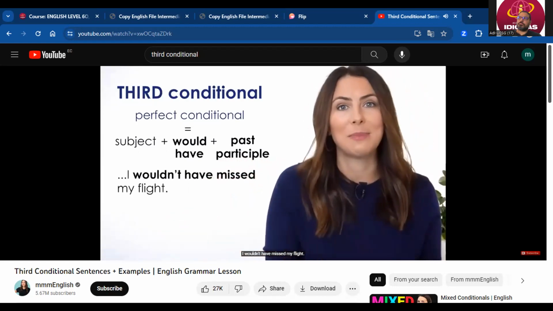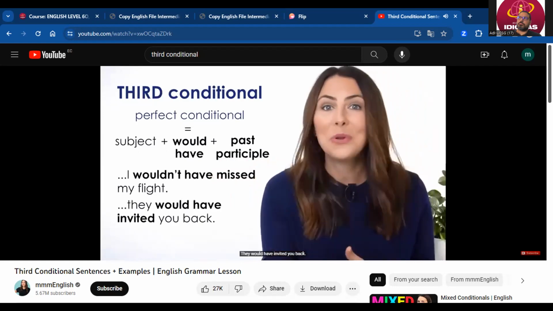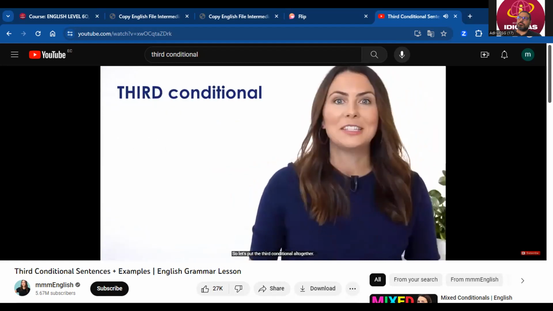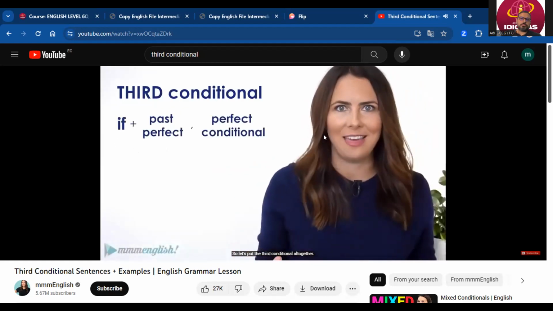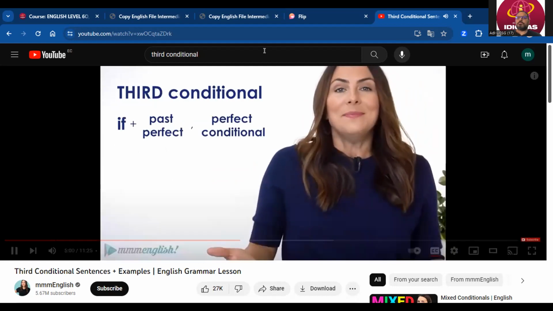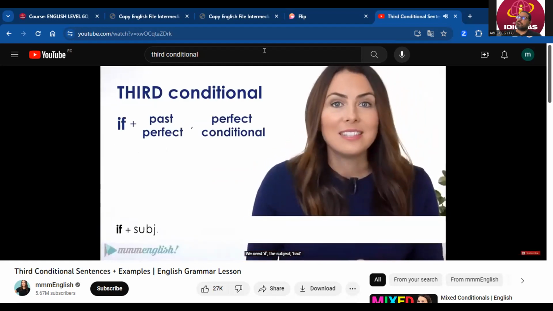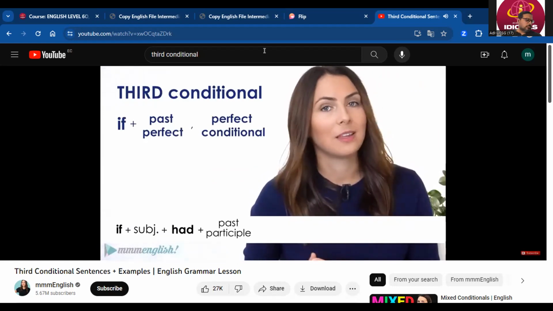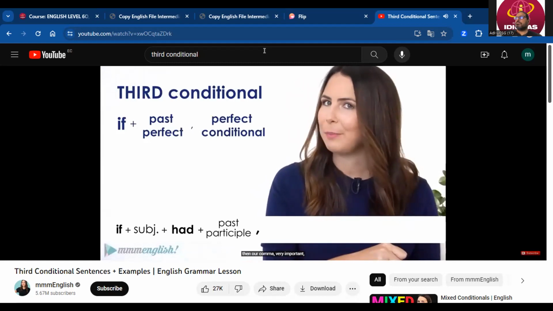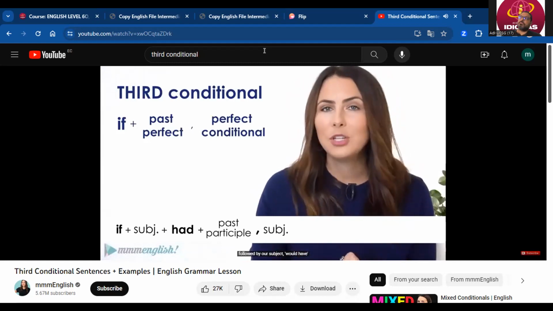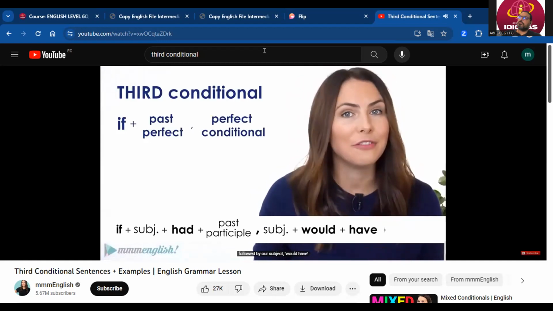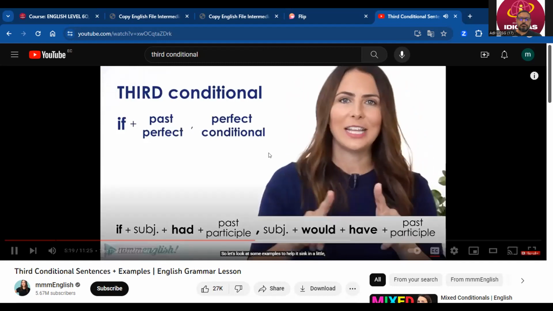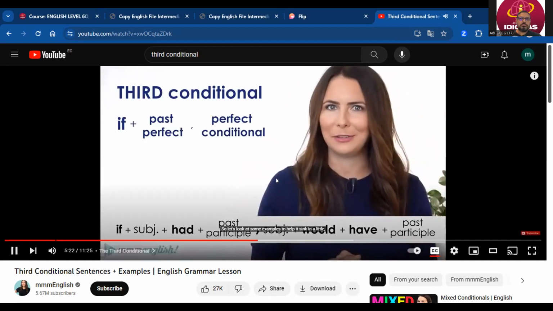I wouldn't have missed my flight. They would have invited you back. I wouldn't have got that ticket. So let's put the third conditional all together. We need if, the subject, had, and the past participle, then our comma, very important, followed by our subject, would, have, and the past participle. That's the third conditional. So let's look at some examples to help it sink in a little, all right?